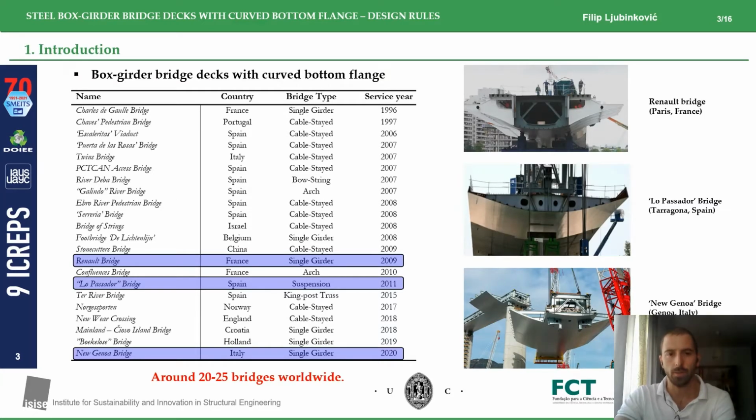In this table you can see as many as 20-25 bridges that were built successfully in the previous maybe 20-30 years. What is so special about these bridges is that the bottom flange of these boxes is actually a curved panel. It's not a flat one. This is mainly done because of some aesthetical reasons, but also there are some structural benefits.